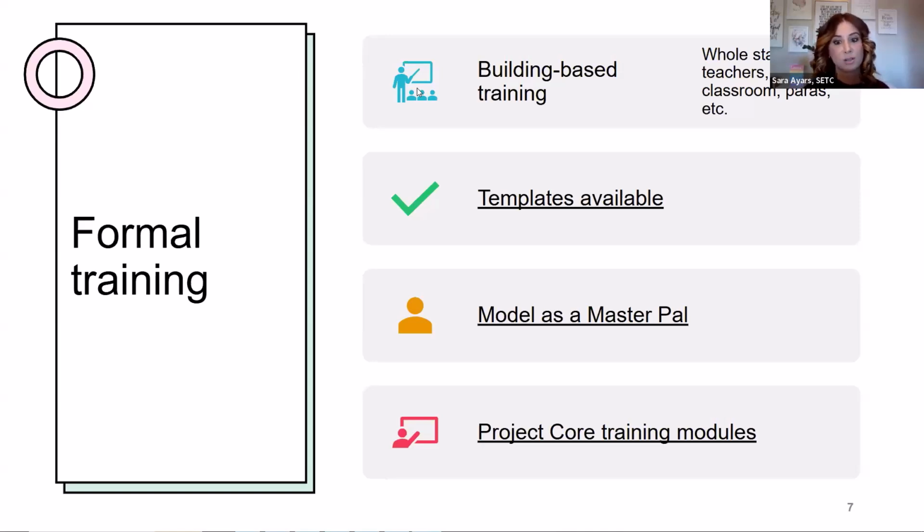And then the Project Core training modules. Project Core comes out of University of North Carolina at Chapel Hill. It's all research-based, and it is specifically geared towards teaching AAC within the school setting. And so they have a series of, I think, 12 modules also. Each one is about 15 minutes, and I think you can get clock hours for it. Don't quote me on that though.